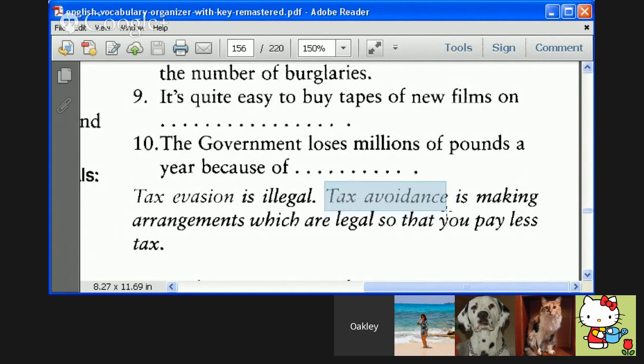Tax avoidance, on the other hand, here's another collocation, is making arrangements which are legal. You make arrangements with the tax service in your country so that you can make payment arrangements. That's it. It's tax avoidance, but it's legal. It's negotiated. You're allowed to do that.